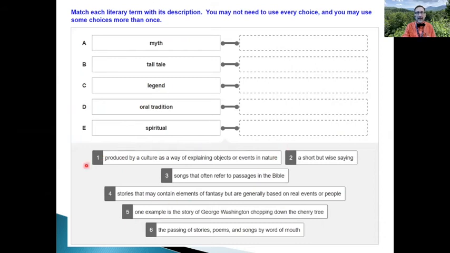Which one of these at the bottom best explains what a myth is right here? Okay, produced by a culture as a way of explaining objects or events in nature. Good job. Which one is the best example of a tall tale? So this would be an exaggeration.